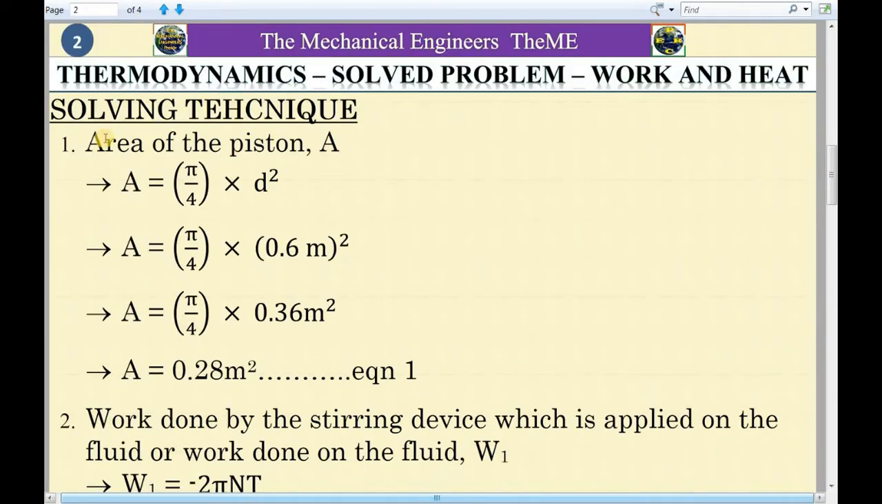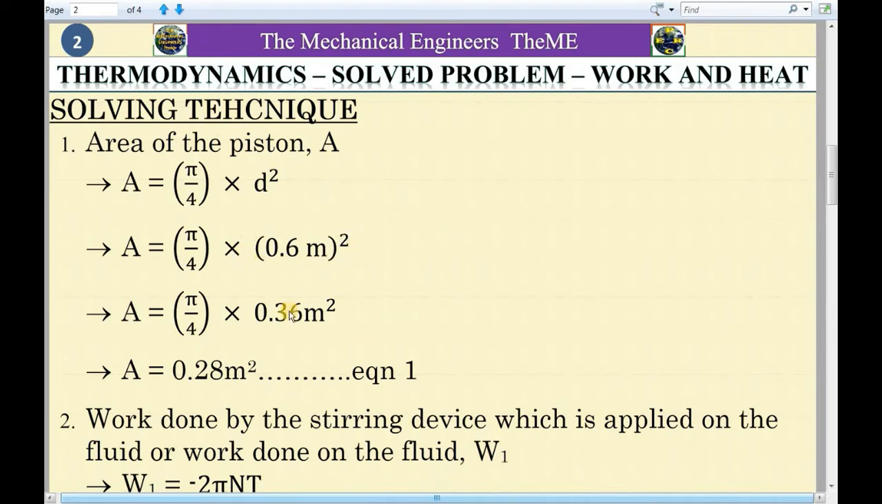Now I will move to the solving technique. First we will find the value of the area of the piston, which is taken as A. The formula for the area of the piston is A equals pi by 4 into D square, where D is the diameter of the piston and the value is 0.6 meter. So the next step will be A equals pi by 4 into 0.6 meter whole square. On the right-hand side, 0.6 meter whole square is 0.36 meter square.